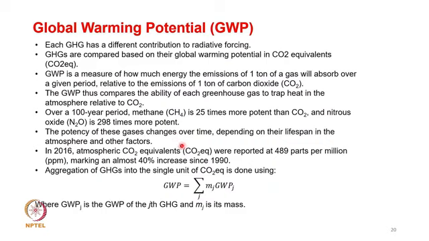The potency of these gases changes over time because the environment characteristics change over time, depending upon their lifespan, atmospheric properties and other factors. In 2016, atmospheric CO2 equivalent was reported at 489 parts per million, and aggregation of all of this is done using the global warming potential of each gas. So the global warming potential of the jth greenhouse gas is multiplied by its mass, summed up over a period of time.